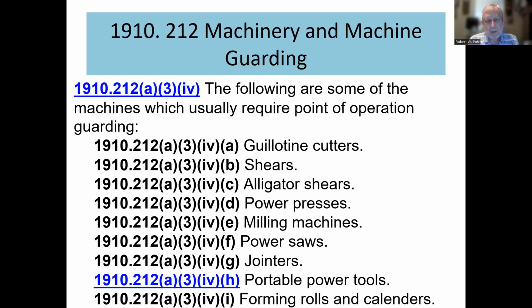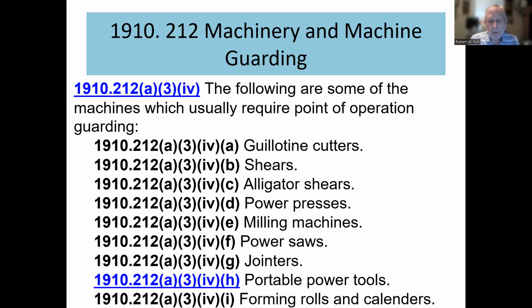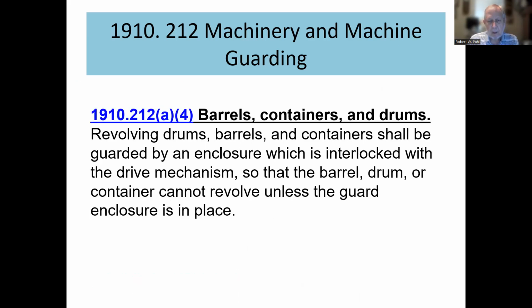The following are some of the machines which usually require point of operation guarding. Guillotine cutters, that's just a big knife. Shears, alligator shears, power presses, milling machines, power saws, joiners, portable power tools, forming rolls and calendars. So those all require point of operation guards. I told you about the calendar where the guy got both his arms crushed.